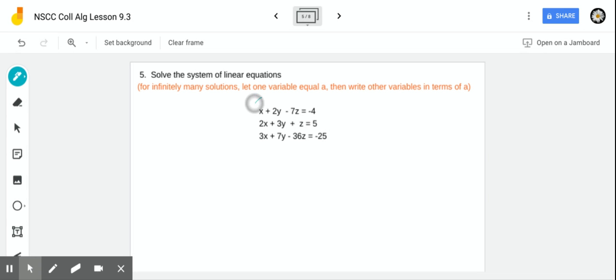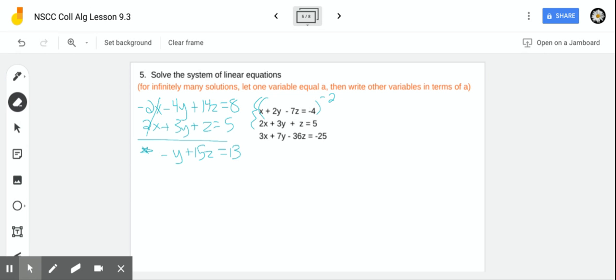So we'll start with equations 1 and 2. I'm going to eliminate x, which means I need to multiply this equation by -2. So that's going to give me negative 2x minus 4y plus 14z equals positive 8. Second equation, we can just leave that alone. And then when we add those together, the x's eliminate. So we get negative y plus 15z equals 13. Star that equation because we're going to need to come back to it.